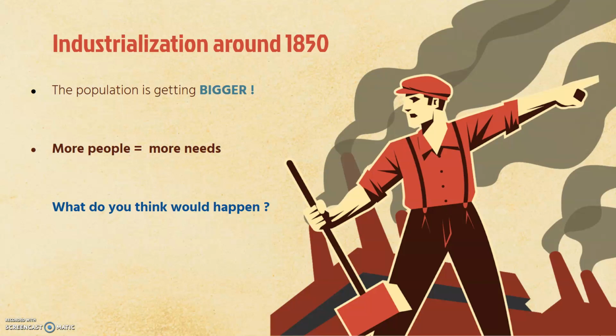But just before we said that it's too long to make something by hand. Ça prend beaucoup trop de temps de faire quelque chose à la main, right? It takes so much time. So we need machines. We need machines to produce things for the population.